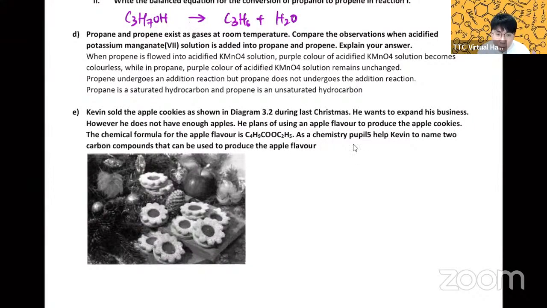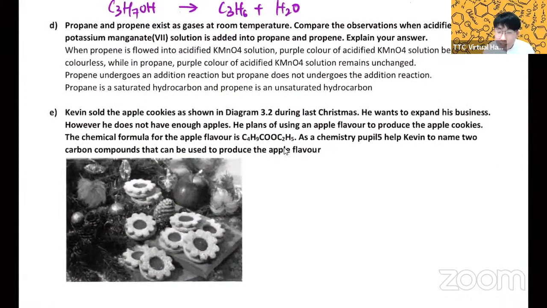Okay. But they want you to name the two carbon compounds to produce ester. So what are the two carbon compounds? Carboxylic acid and alcohol. Means you have to do the reverse esterification. Esterification is to produce the ester. Here, terbalik, they want you to name the two compounds that can form the ester. So it all started off from here.